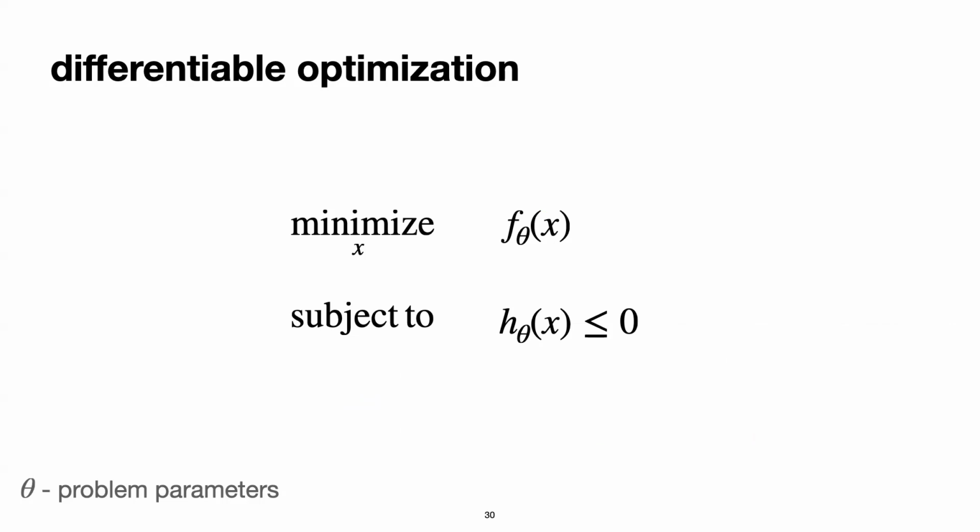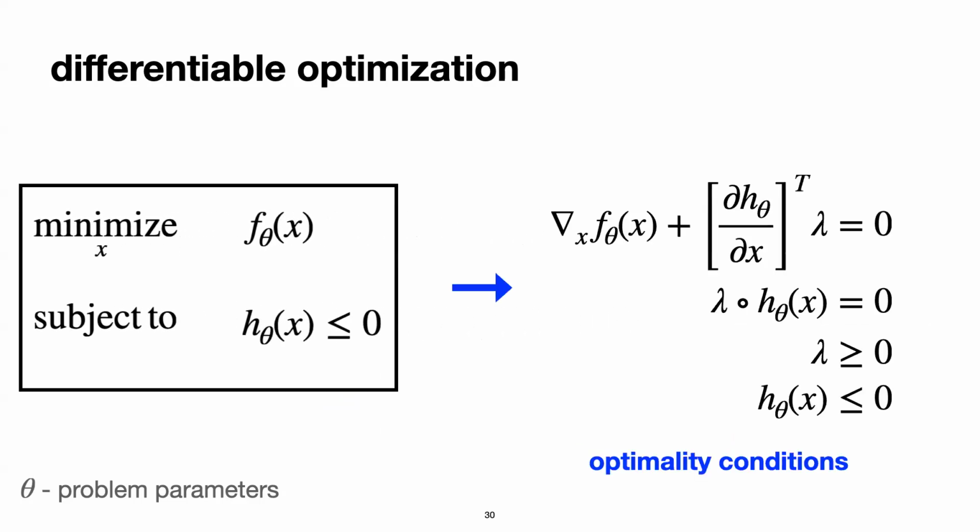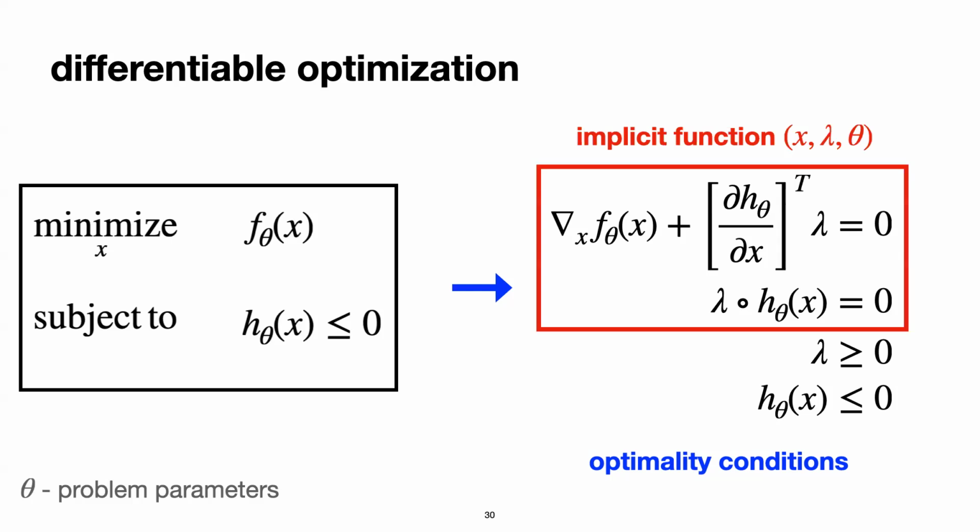So if I think about theta as being my problem parameters, and I have just a generic constrained optimization problem that is a function of theta. So for instance, for the collision problem, theta would contain the pose of both the objects. I can then write down the optimality conditions. So these are just our KKT conditions for this problem itself. Then if I look really closely at these first two, what I see is that I basically have an implicit function of the primal variable x, the dual variable lambda, and the problem parameters theta.